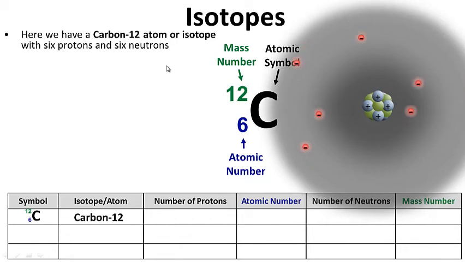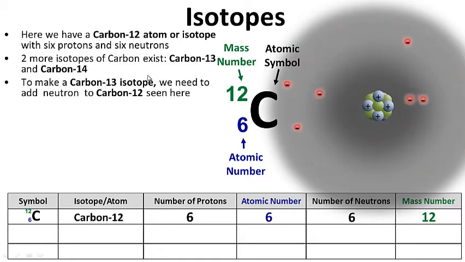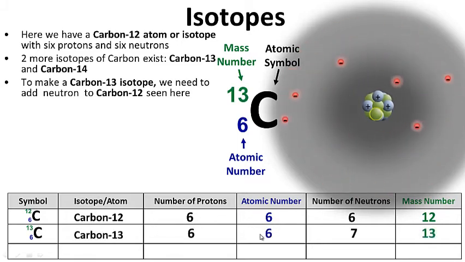Well, let's come back to our carbon-12 atom here, or isotope, with 6 protons and 6 neutrons. 2 more isotopes of carbon exist in nature. We have carbon-13 and carbon-14. To make the carbon-13 isotope, we need to add another neutron to carbon-12, seen here. So let's add another neutron here. So we now made carbon-13 with 6 protons and 7 neutrons, giving us the isotope carbon-13.